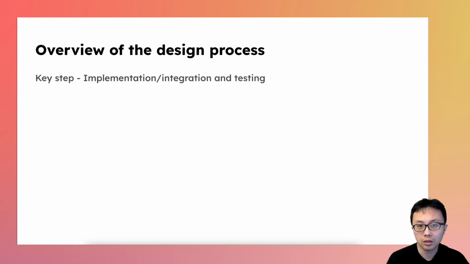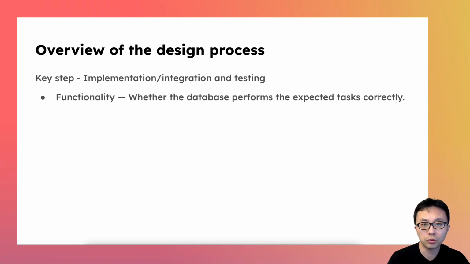The implementation/integration and testing step involves building and validating the database based on the blueprint you made in the design and analysis step. At this step, you will convert your ER model to SQL code that creates the corresponding database and tables. After that, you will populate the database with sample data to test 3 aspects of the database, including functionality. You need to check whether the database performs the expected tasks correctly, such as creating, updating, and deleting data entries.